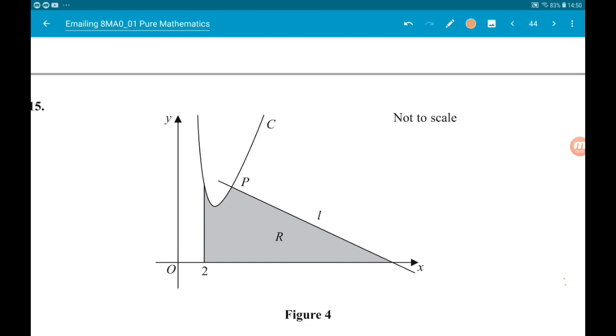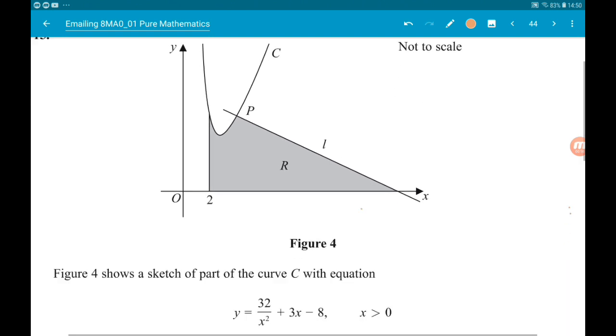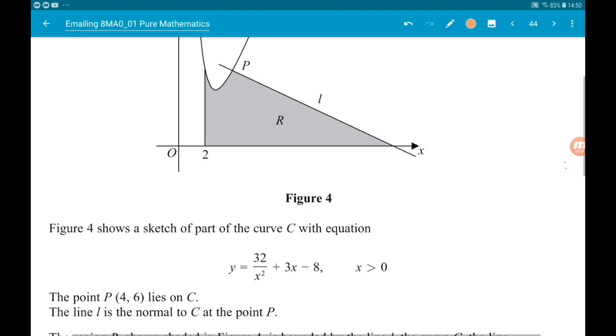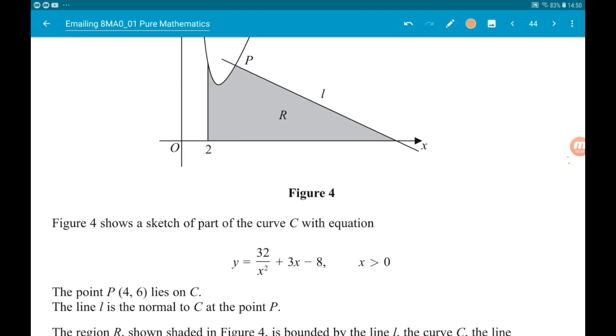Okay, question 15, a nice 10 marker to finish off. So we've got this shaded region on a graph. Figure 4 shows a sketch of the graph of curve C with equation y equals 32 over x squared, add 3x minus 8 for values of x greater than 0. The point P (4, 6) lies on C. The line L is the normal to C at point P.